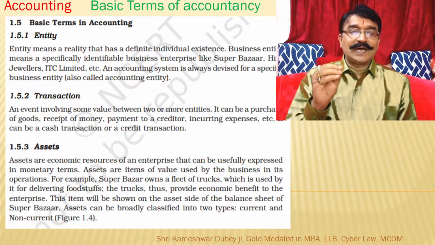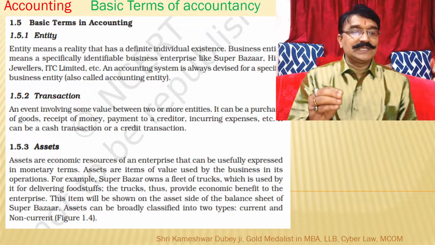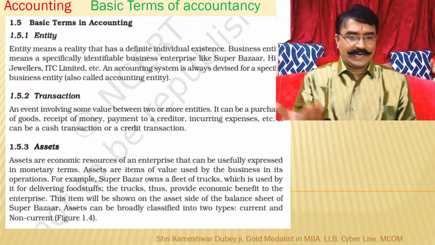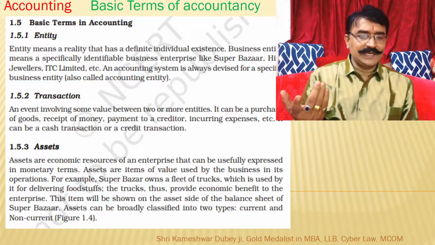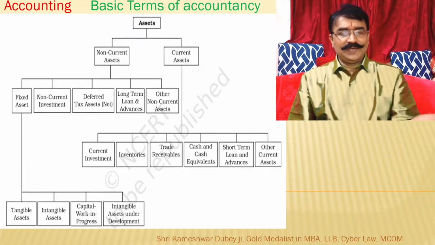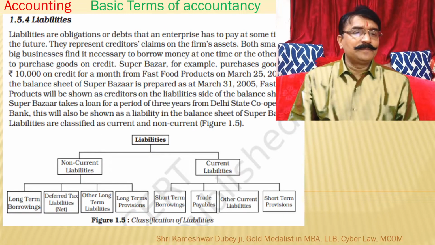So assets are the items of value used by the business in operation. For example, if a supervisor owns a fleet of trucks, it is an asset. These are the various varieties of assets.